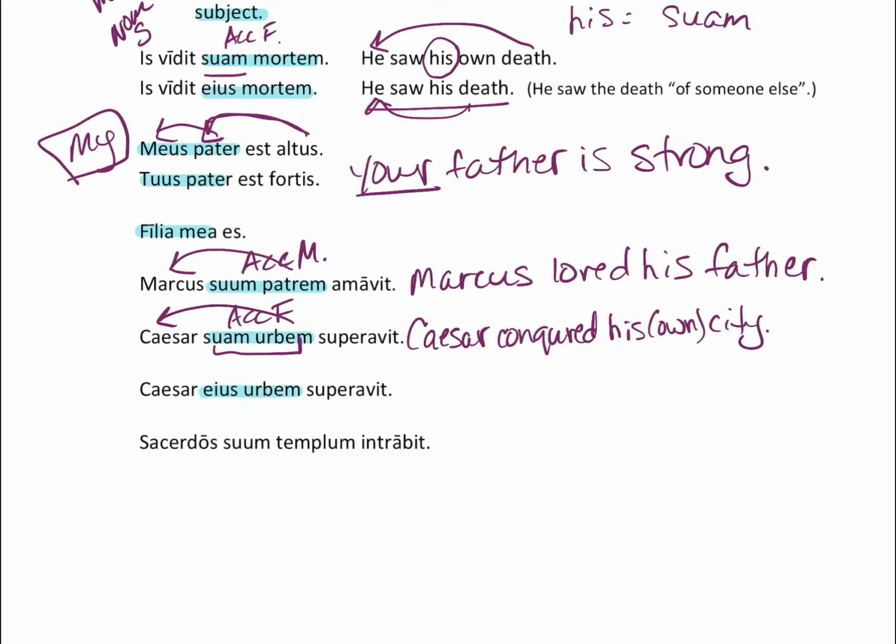All right. Caesar eius urbem. Those don't match at all. And the reason is that it tells us that the city that has been conquered is not Caesar's own city. Caesar has conquered her. We don't know whose city it is. It's his, her, or its city, if the thing owning the city doesn't have gender. So Caesar doesn't possess the city, someone else does, and that is the reason we use eius.